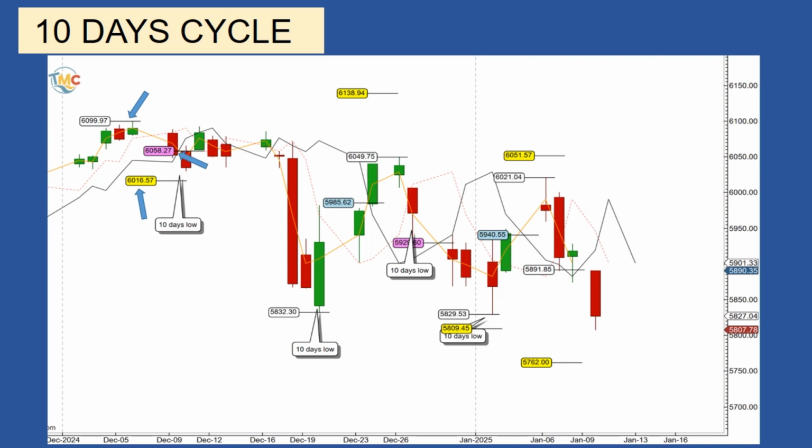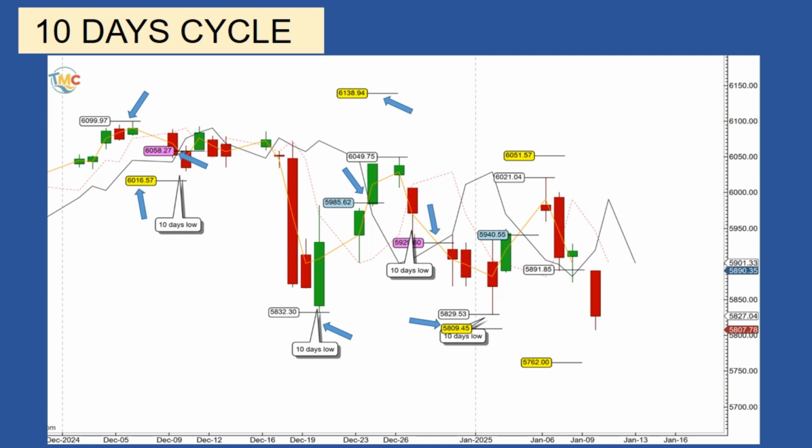But the market continued to decline until forming a low at the next 10-day cycle low formation on December 20 at 5,832.30. On December 24, the S&P 500 crossed back above its cycle line at 5,985, providing a new all-time high target at 6,138. But due to the market weakness, the S&P 500 missed its target and instead provided a downside target at 5,809 on December 30.